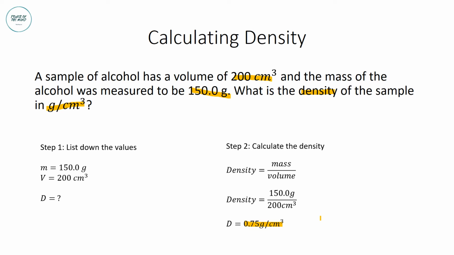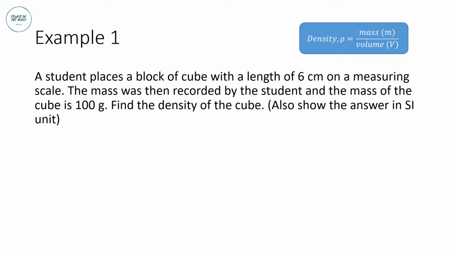So next, example 1. Okay, I've given you the formula right here. The student places a block of cube with a length of 6 cm on a measuring scale. The mass was then recorded by the student, and the mass of the cube is 100 grams. Find the density of the cube. But I can also show the answer in SI unit.